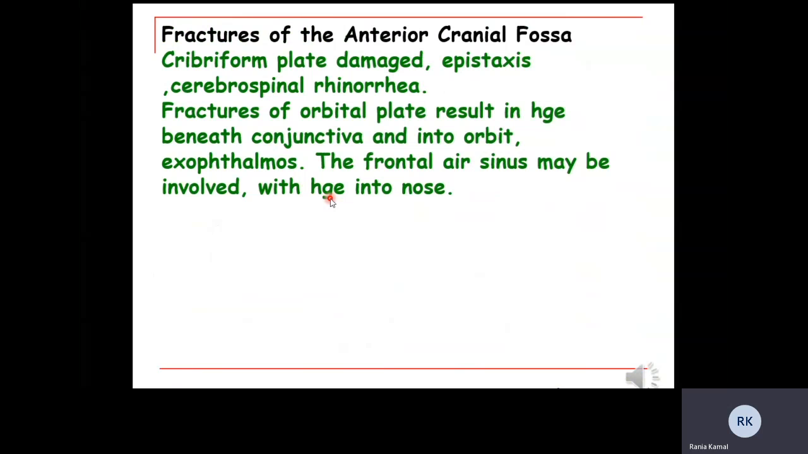In fractures of the cranial fossa, you can diagnose before radiological examination. You can differentiate between fracture of the anterior cranial fossa, the middle cranial fossa, and the posterior cranial fossa. For example, in the anterior cranial fossa, the cribriform plate will be damaged, so there will be leakage of the CSF through the nose. We call it cerebrospinal rhinorrhea. There will be epistaxis. If the orbital plate of the frontal bone is fractured, there will be bleeding, subconjunctival hemorrhage, and maybe exophthalmos.